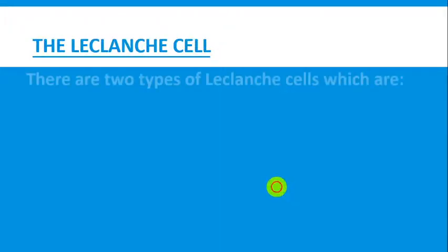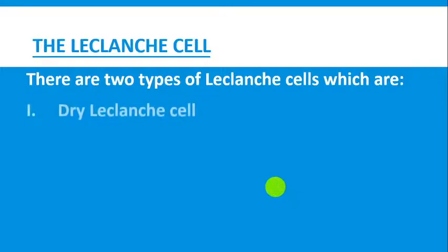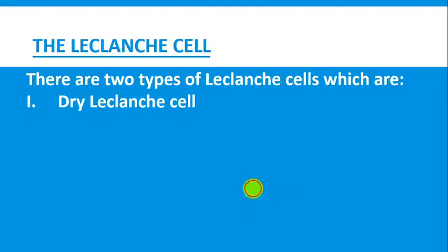Now let's look at the next example of a primary cell that we have, and that is the Leclanché cell. The Leclanché cell is of two types. The first one we have is the dry Leclanché cell, and the second one we have is the wet Leclanché cell. Basically, the Leclanché cell is just a modified type of primary cell. It's a modified type of the Daniell cell. So let's look at the explanation of these two one after the other.